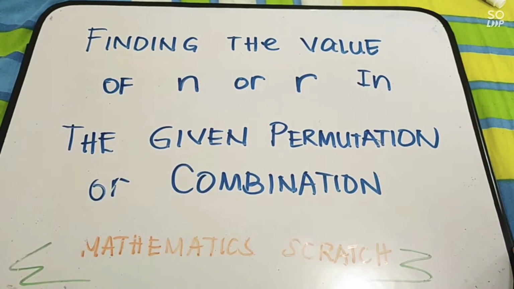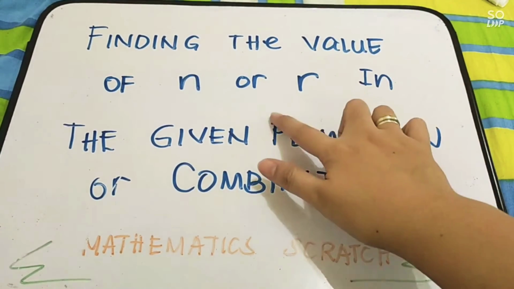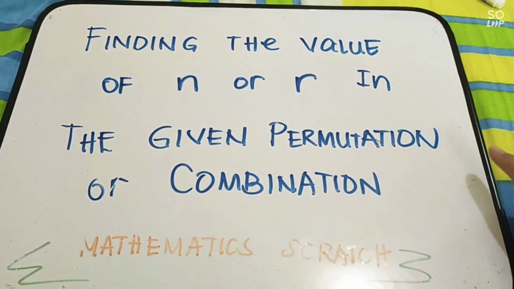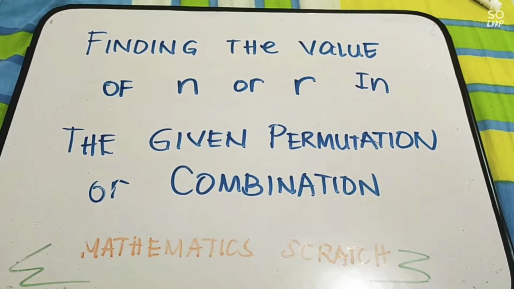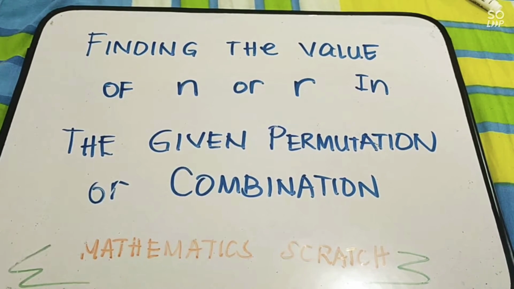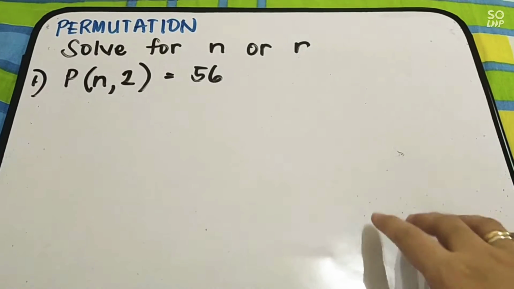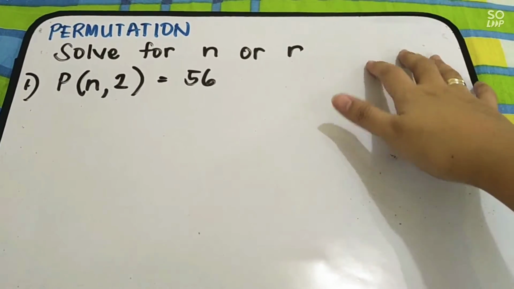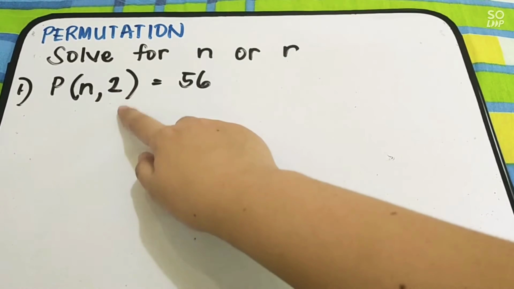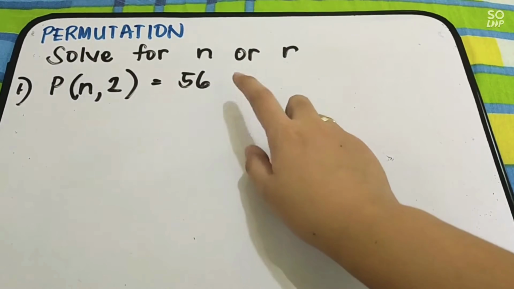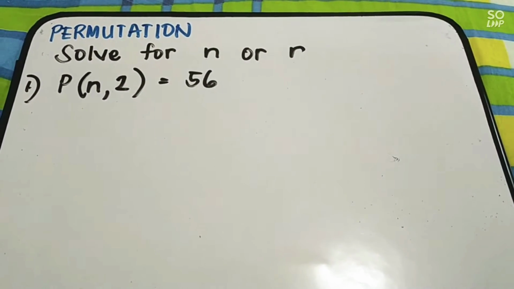We are going to find the value of n or r in the given permutations or combinations. Let's have the first one. We have permutation. Solve for n or r. The given here is the permutation of n objects taken 2 at a time is equal to 56. So how will you find it?